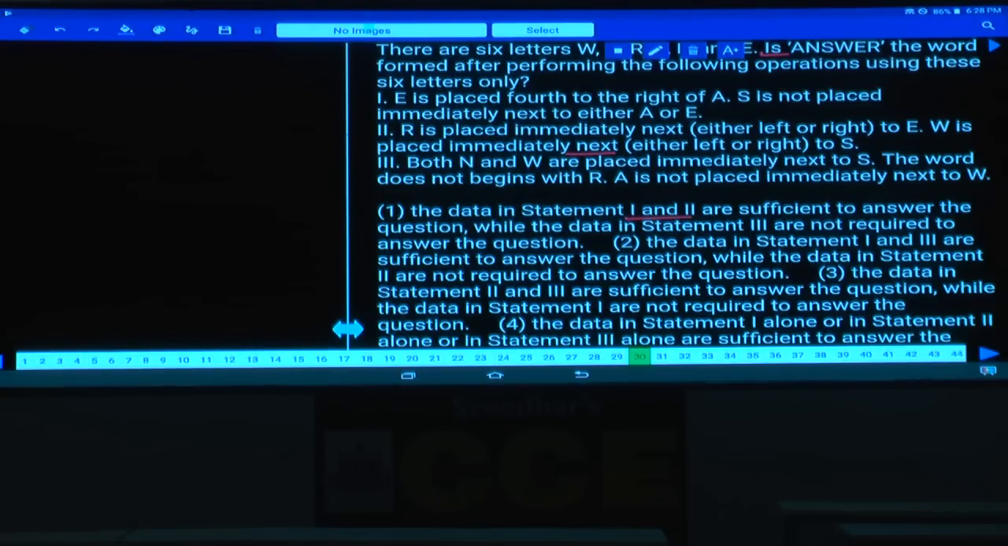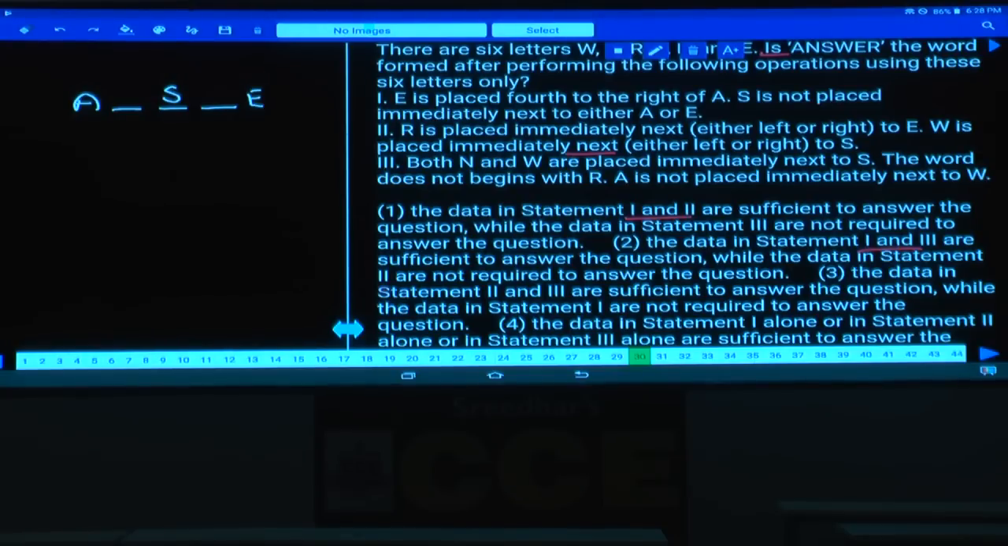Then coming to choice 2. What is choice 2 here? 1 and 3. Then by combining 1 and 3, E is placed 4th to the right of A. A is here. 1, 2, 3, 4. E is placed 4th to the right of A. S is not placed immediately next to either A or E. Hence S must be at this place only.